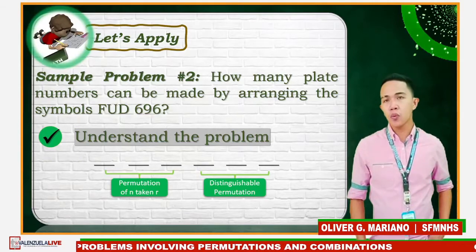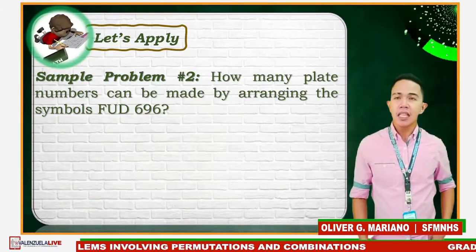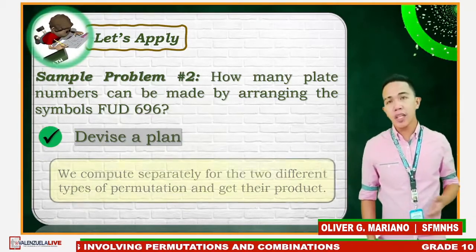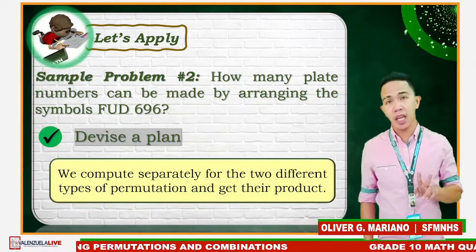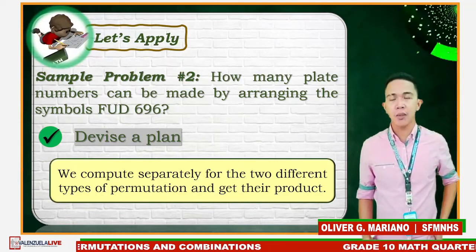Now, we devise a plan. Our plan is that we compute separately for the two different types of permutation and get their product.